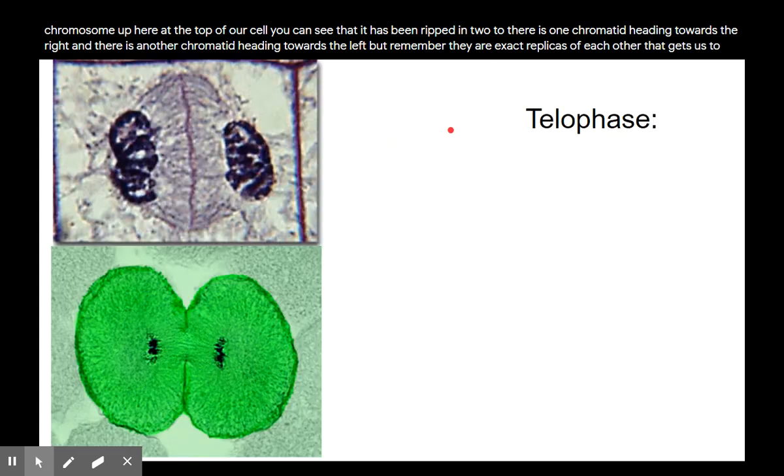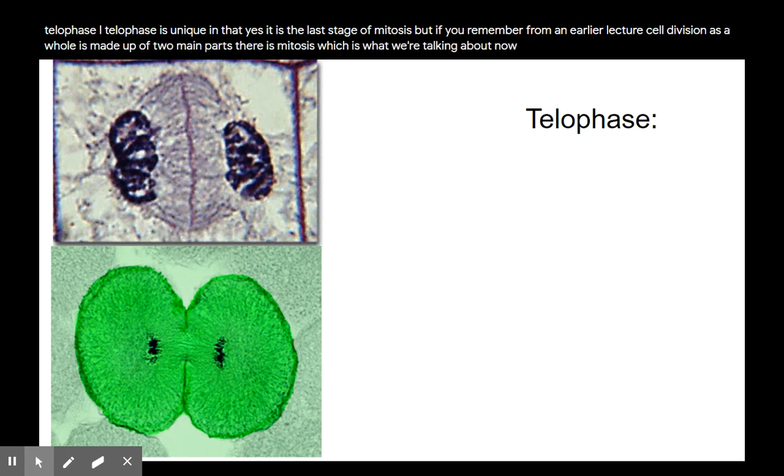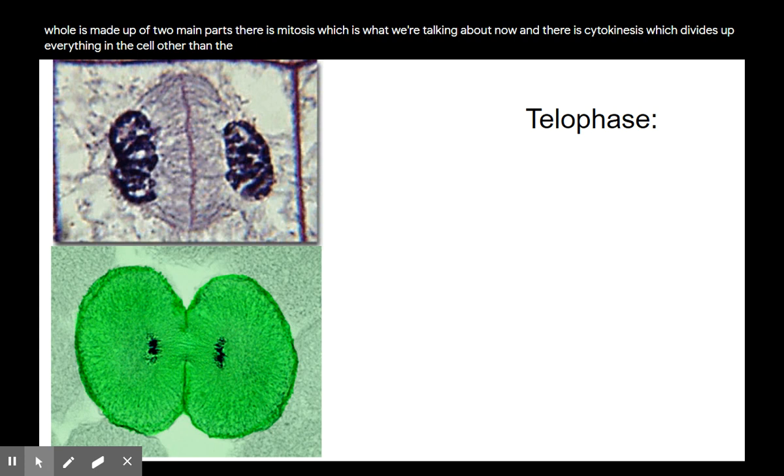That gets us to telophase. Now, telophase is unique in that, yes, it is the last stage of mitosis, but if you remember from an earlier lecture, cell division as a whole is made up of two main parts. There is mitosis, which is what we're talking about now, and there is cytokinesis, which divides up everything in the cell other than the chromosomes.